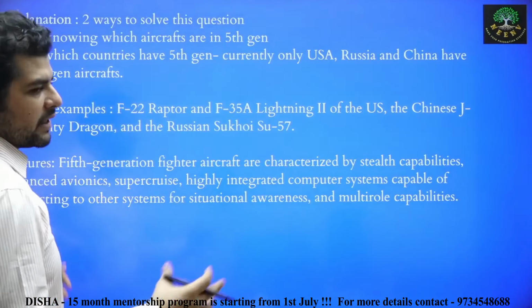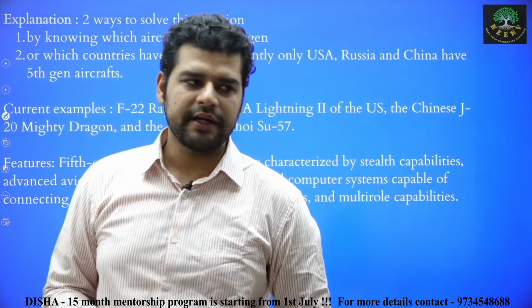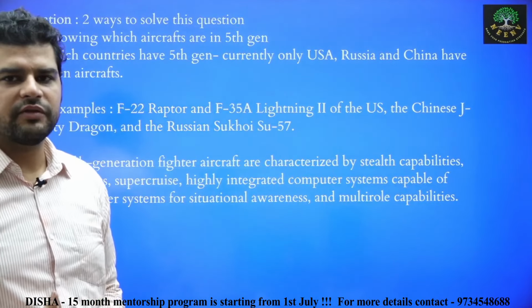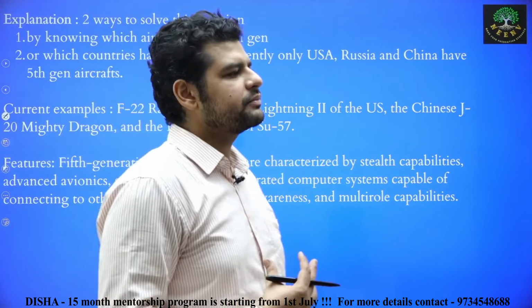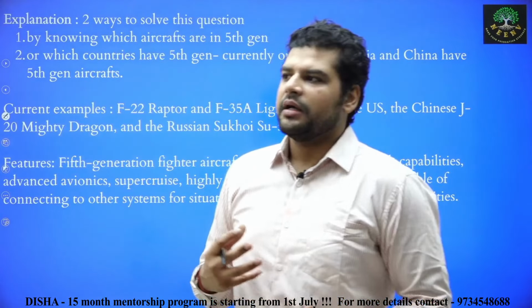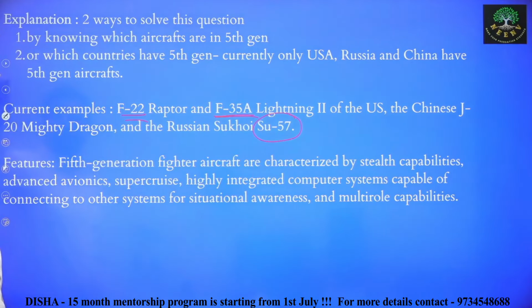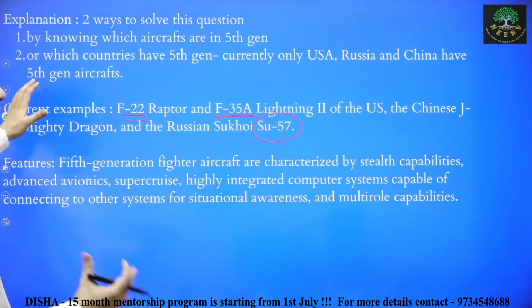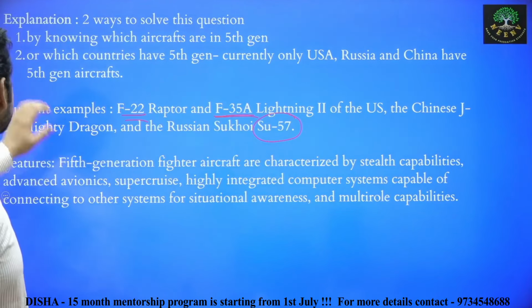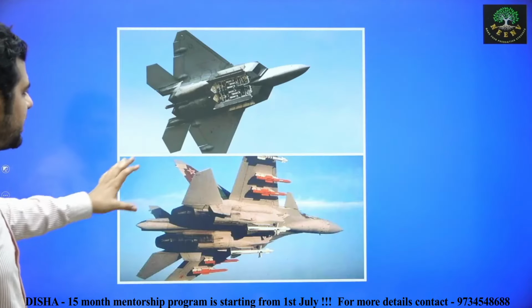USA has the F-22, F-35, right? F-22 was the first one which was developed as a 5th generation aircraft. Russia has Sukhoi 57 and China has J-20. Okay. So I have discussed everything. This is just for your reference. You can pause the video and take it. We will share the PDF, by the way. Don't worry about that. So this is how it looks.